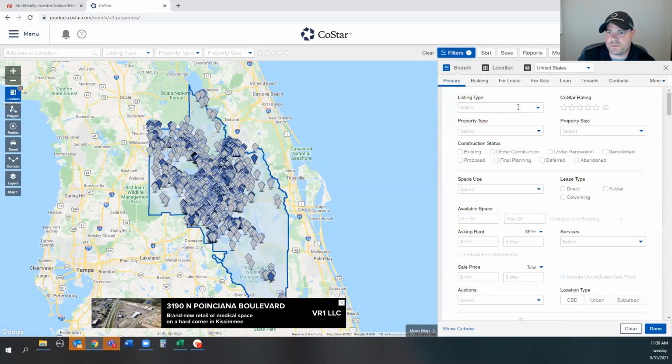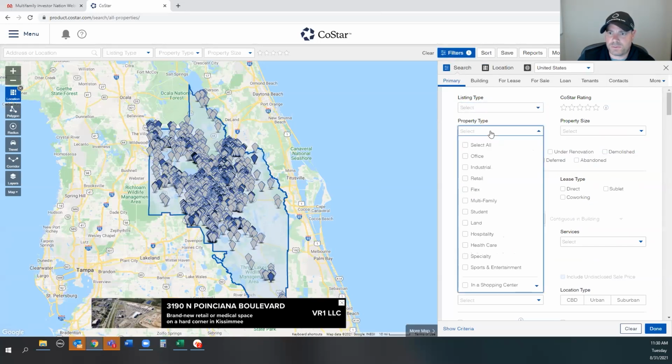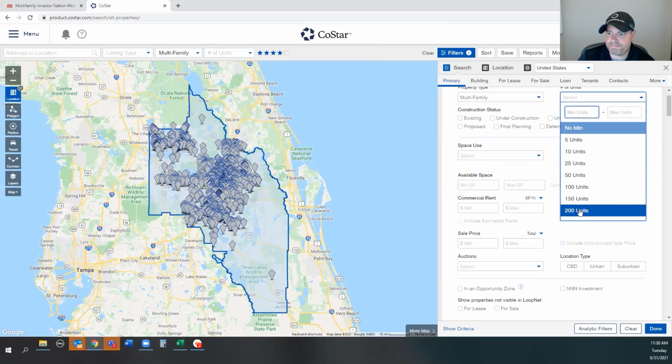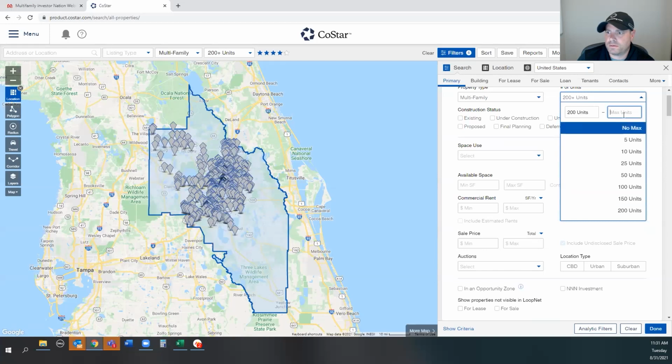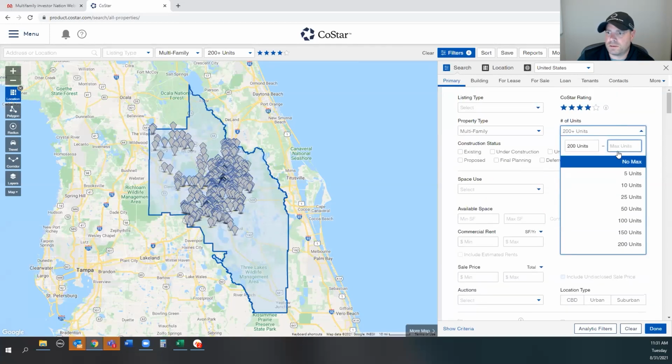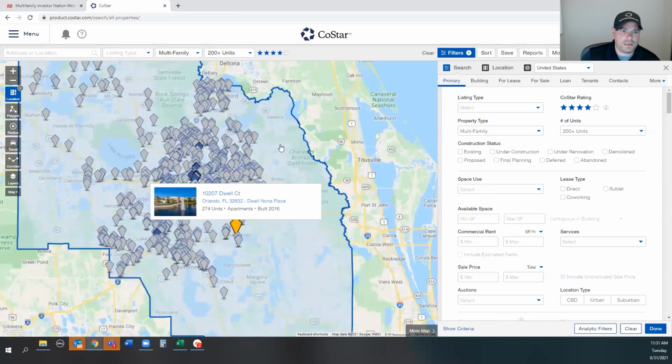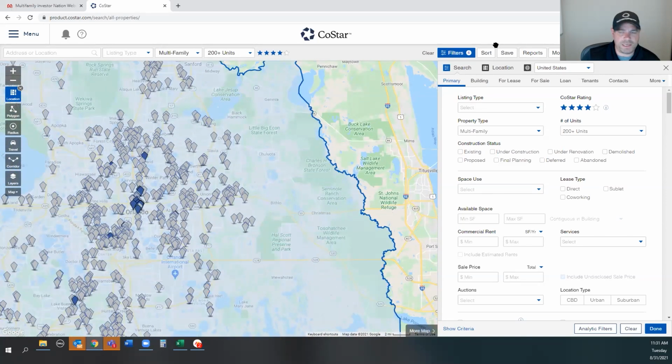We can break this down. Let's see, property type. We do multifamily, and filter these down. We can get our CoStar ratings. Let's say we want to do 4-star, with a minimum number of units, and a max units. I'm not going to put any there. So you can get an idea of what's going on in the multifamily space and all of the multifamily that is available.